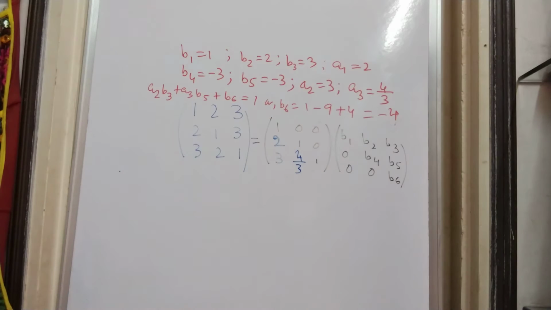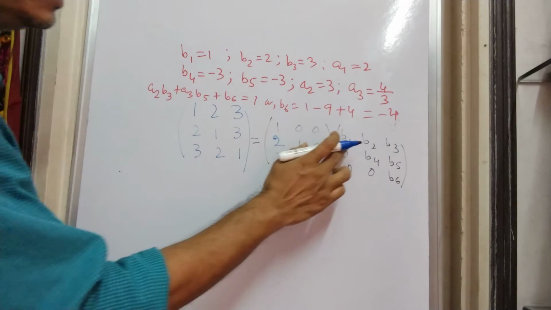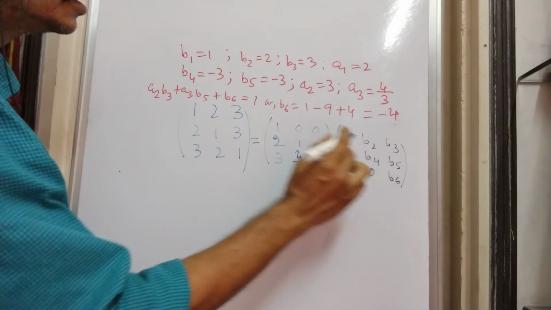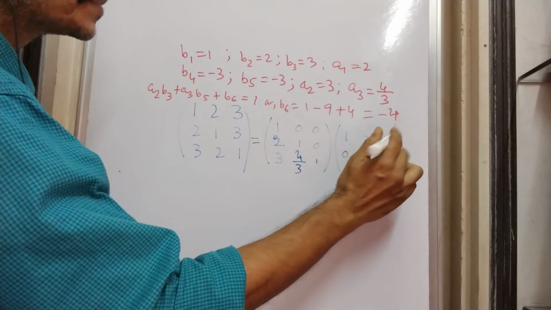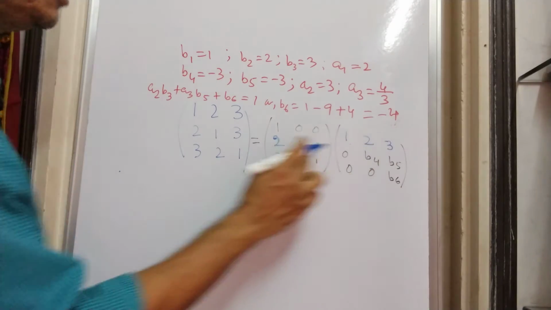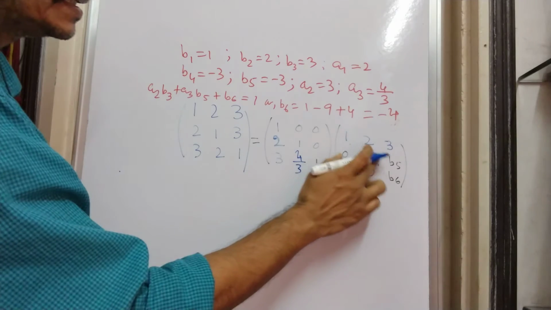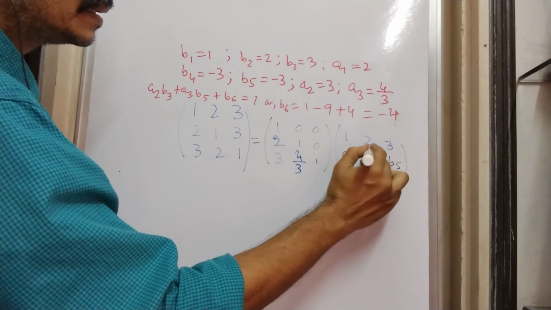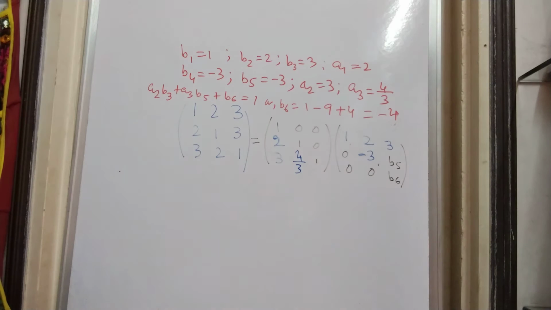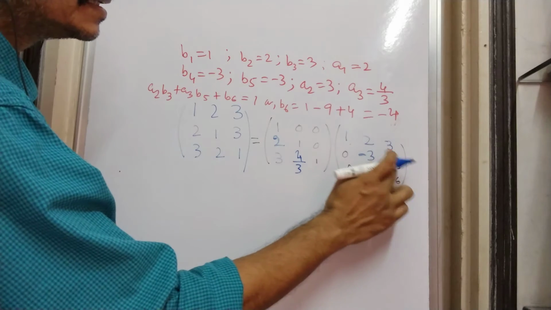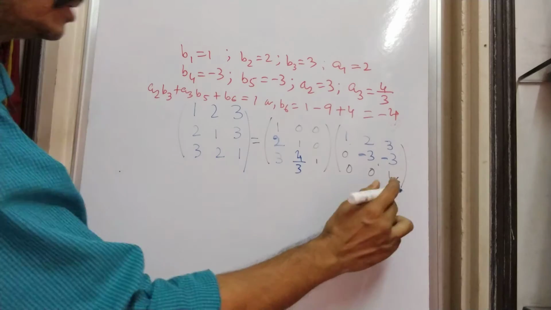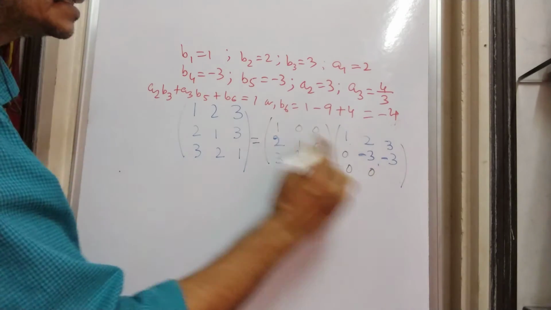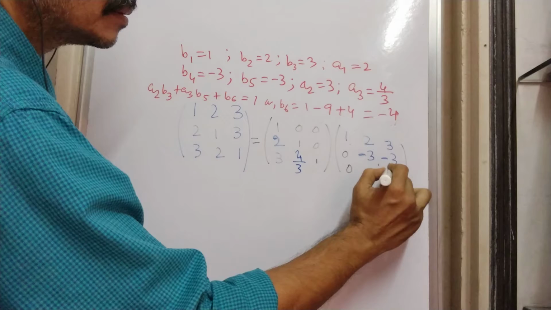It is nothing but 4 by 3. Then what is B1? B1 is again 1. What is B2? It is 2. What is B3? It is 3. What is B4? B4 is minus 3. What is B5? B5 is minus 3. And what is B6? B6 is minus 4.